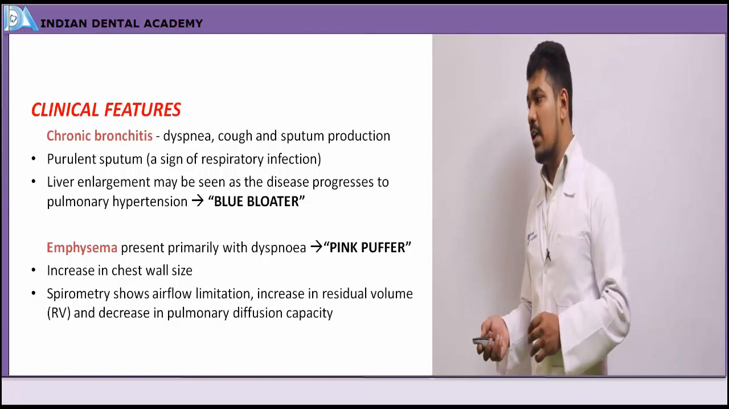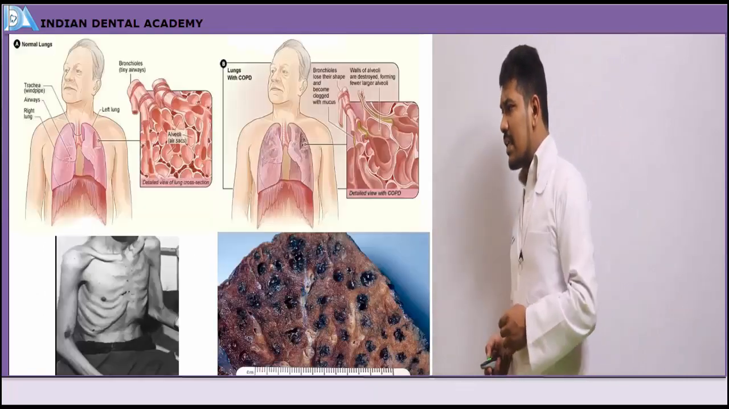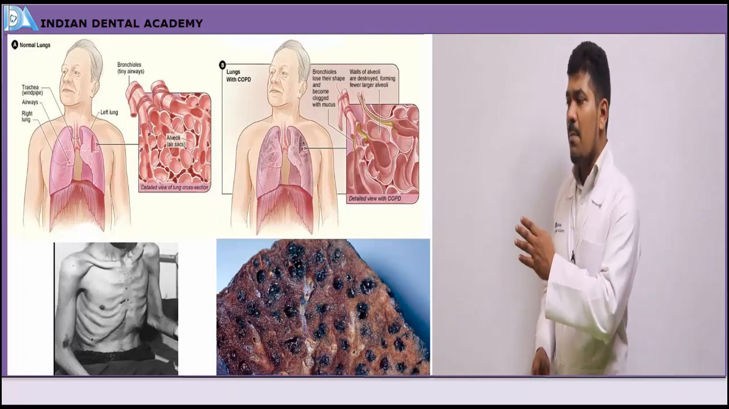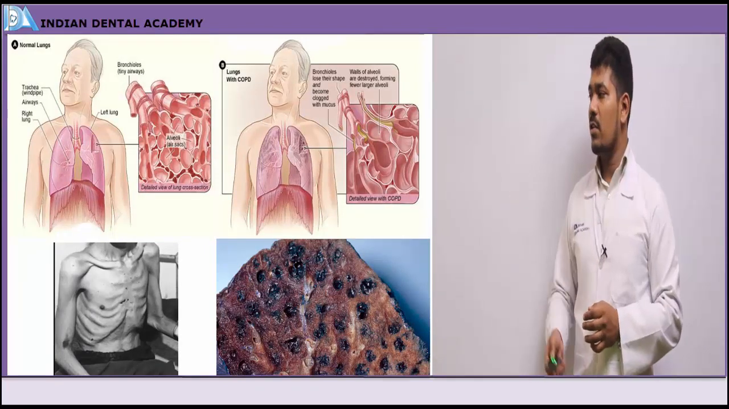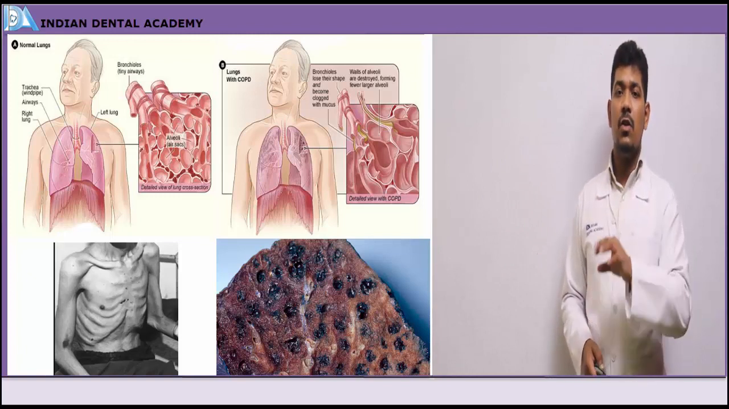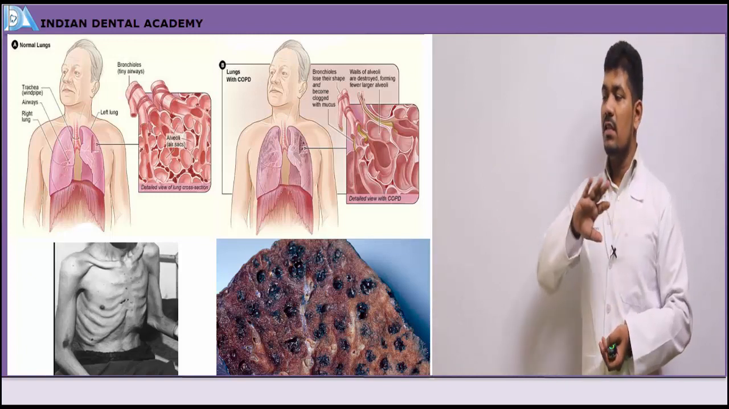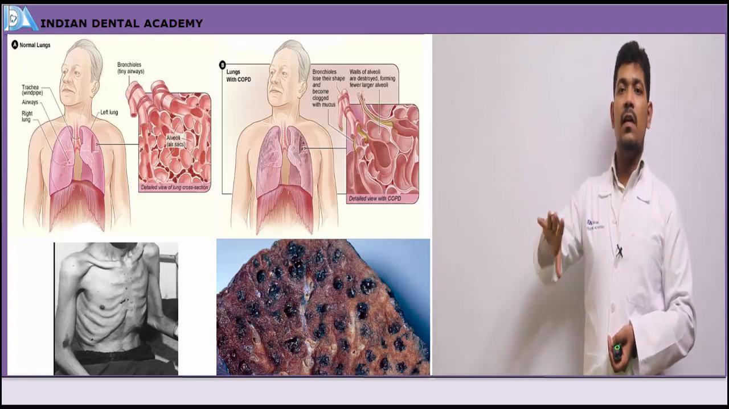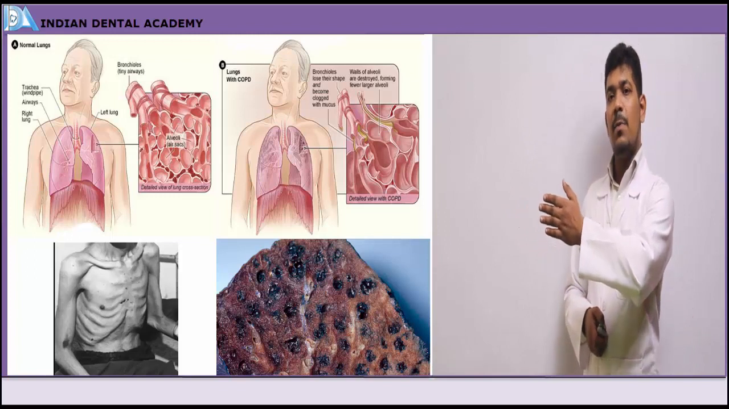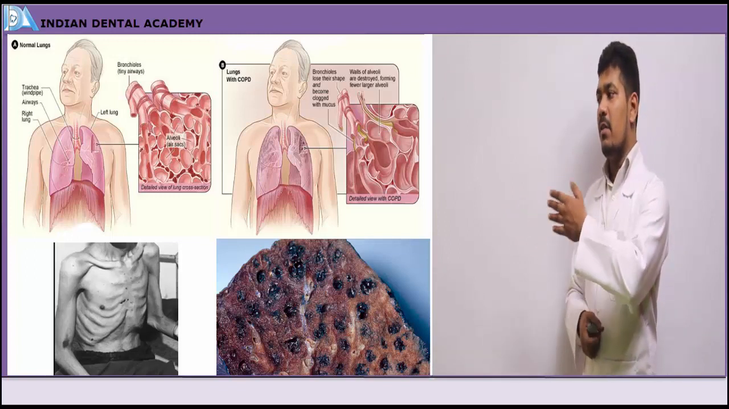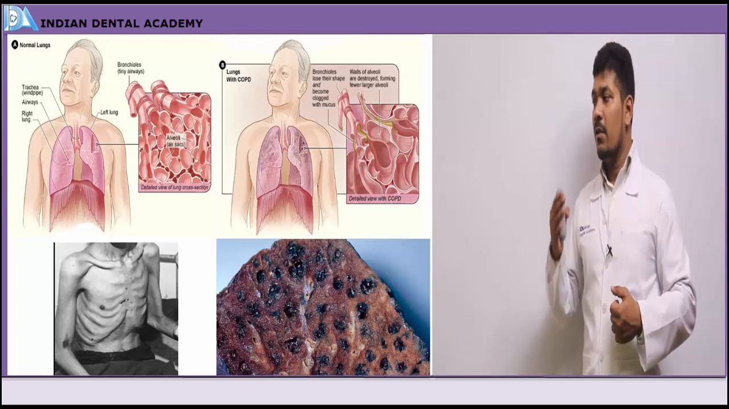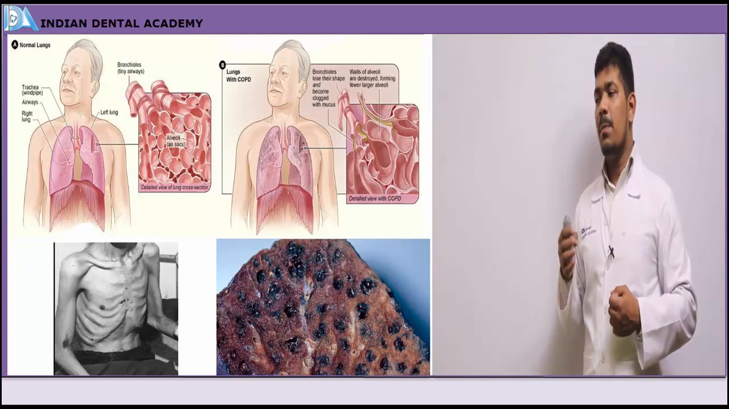Now in these pictures you can clearly see the comparison between a normal alveolar structure and an alveolar structure in an emphysematous patient or a patient with chronic bronchitis, wherein you can see the lesser number of alveoli and larger air spaces. Also we can see the classical presentation of pink puffer, barrel chested, with a thin body, and the pinkish hue.